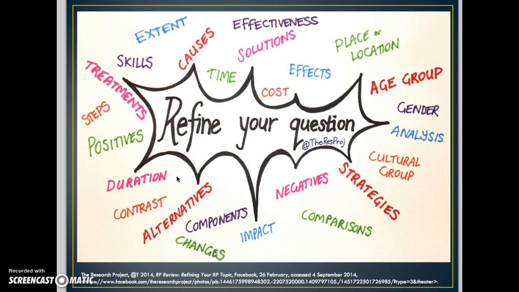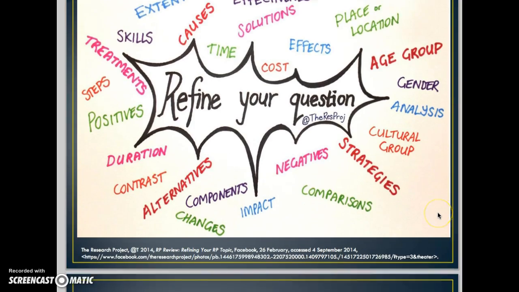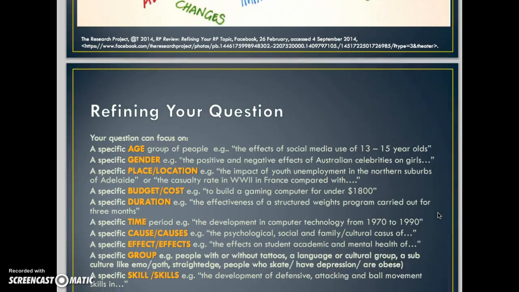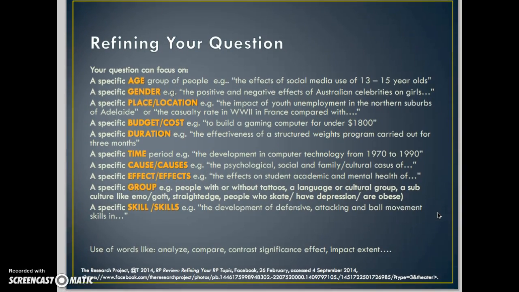Traveling, how can I plan a trip to Europe in 2016 within a $2,000 budget? So you're being specific. You're refining your question. So your question can focus on a specific age group, e.g. the effects of social media use of 13 to 15-year-olds, a specific gender, e.g. the positive and negative effects of Australian celebrities on girls, a specific place or location, e.g.